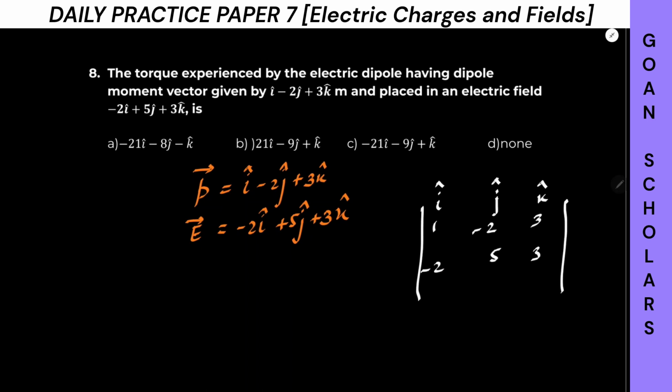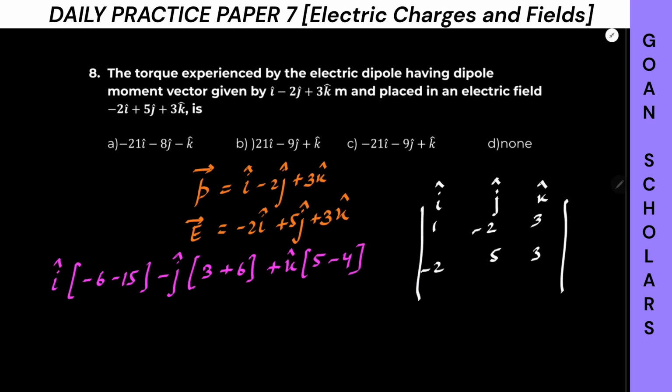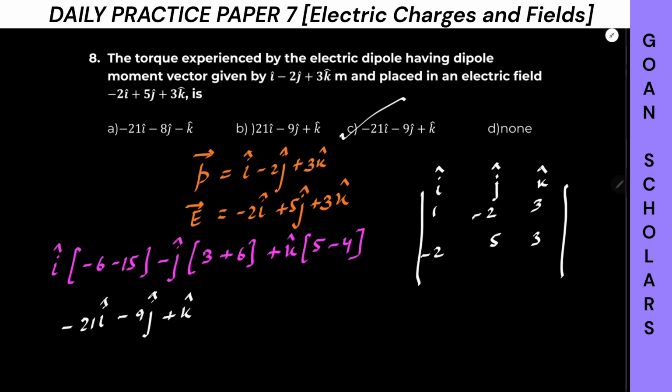Correct. Now i cap into minus 6, minus 15, minus j into, ignore the row and column of j, and multiply 3 plus 6, and plus k cap into 5 minus 4. So what are we left with? We are left with 15 and 6, minus 21 i cap, 6 plus 3, 9, minus 9 j cap and plus k cap. Is there any such option? Yes, option C is there. So the correct answer for the 8th one is option C.